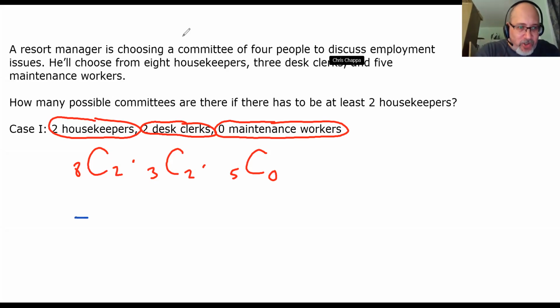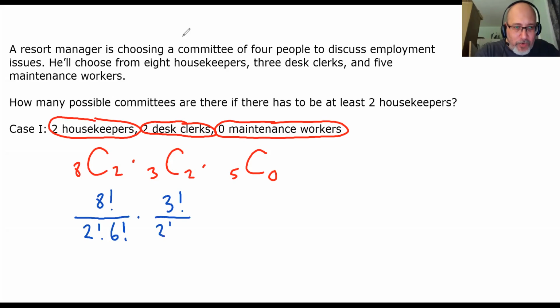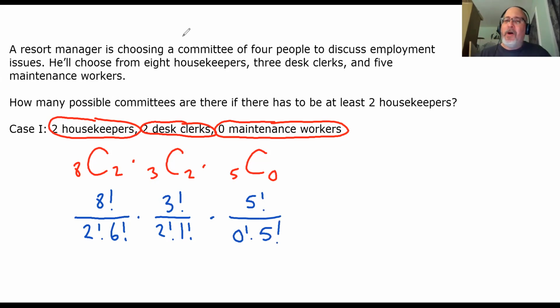All right, for 8C2, that would be 8 factorial over 2 factorial and 6 factorial. For 3C2, that would be 3 factorial over 2 factorial times 1 factorial. Remember, the second number is the difference. And then for 5C0, it would be 5 factorial over 0 factorial, and the difference is 5. Now, if you're worried about the 0 on the bottom, remember, by definition, 0 factorial is equal to 1.